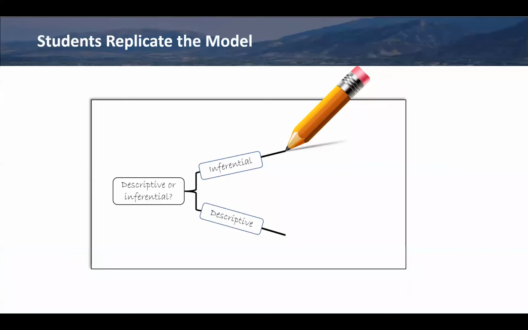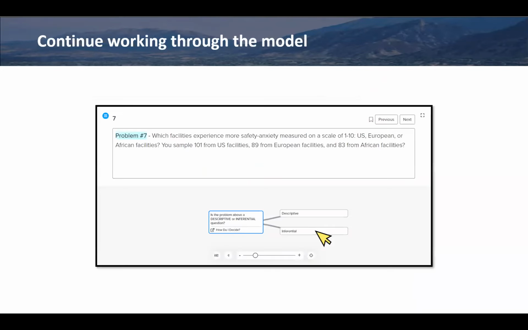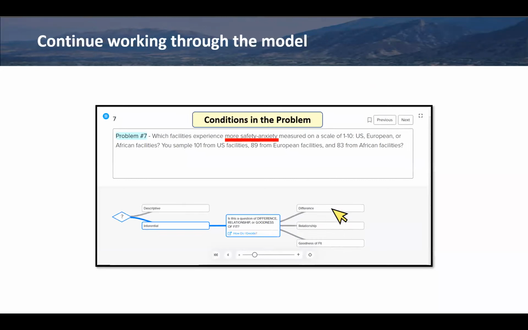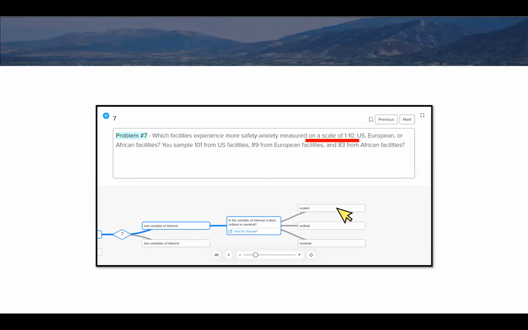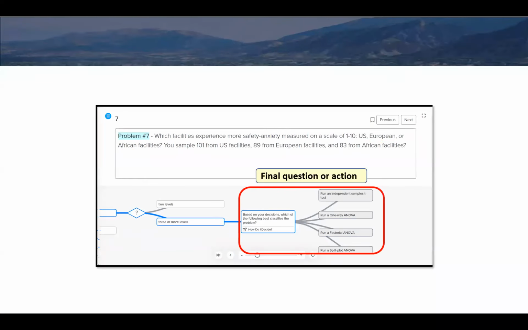So your students can reference the decision model later, you might have them write down on a blank paper or on their electronic devices each decision point as they're introduced, along with the clues or conditions. Continue guiding the class through the model, drawing their attention to the condition in the problem that suggests which option is correct, until you reach the endpoint or final question or action in your decision model.